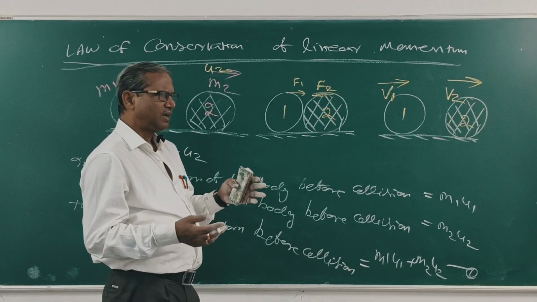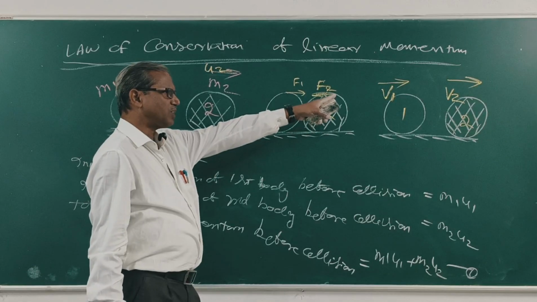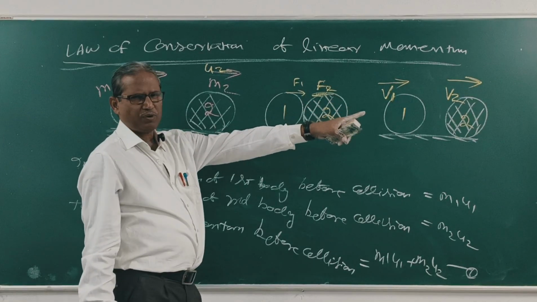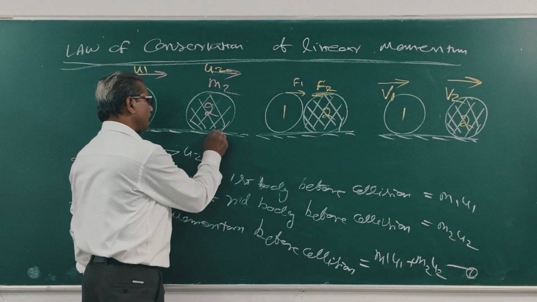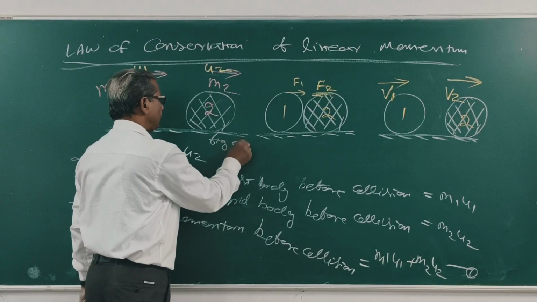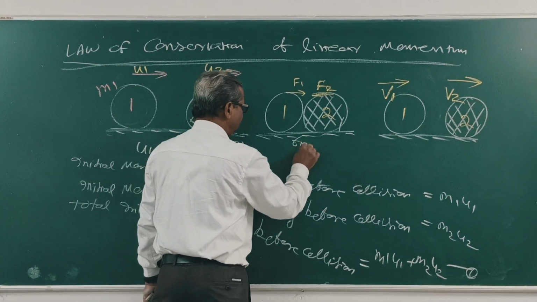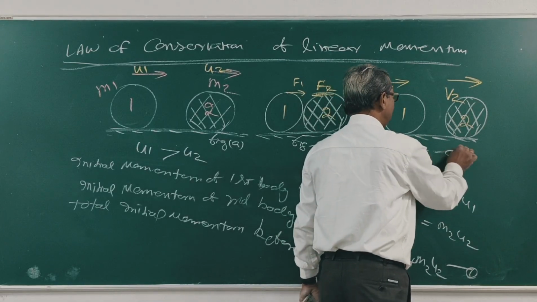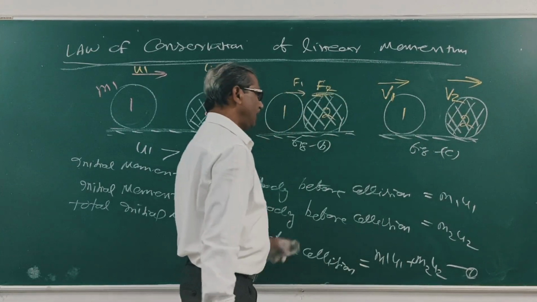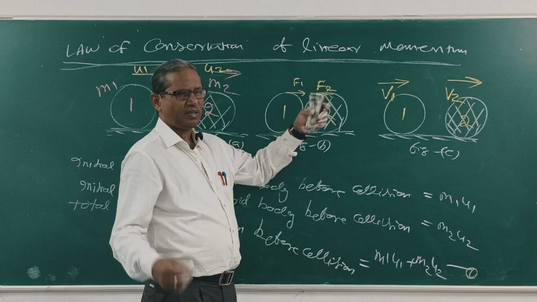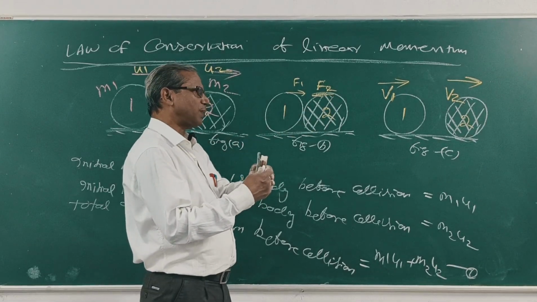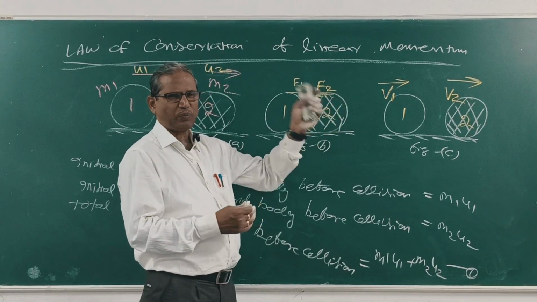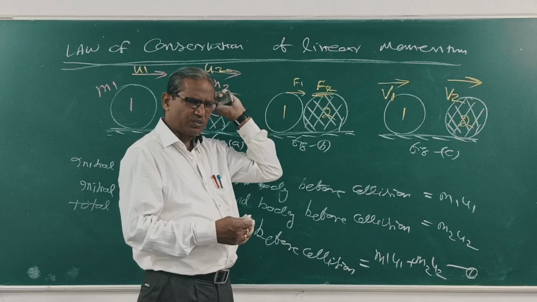Let the velocities after collision be v1 and v2. This is figure 1, figure A, figure B, figure C. Clear? Here action F1, reaction F2. So after collision, v1 and v2 are the final velocities of the two bodies.